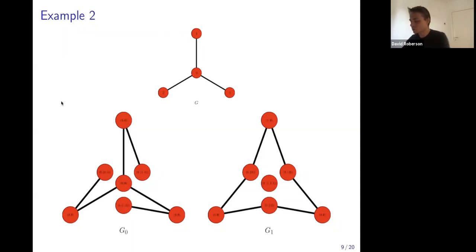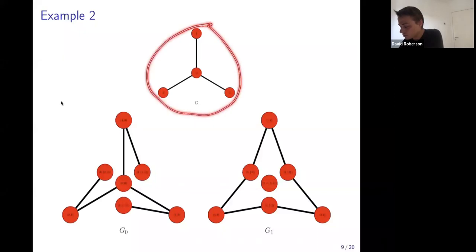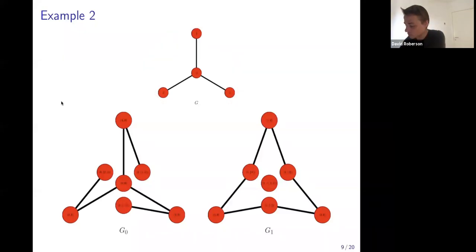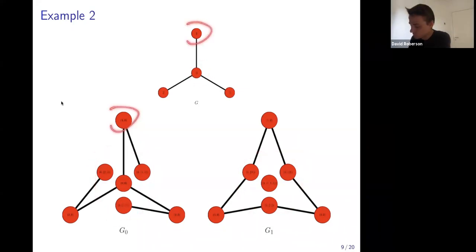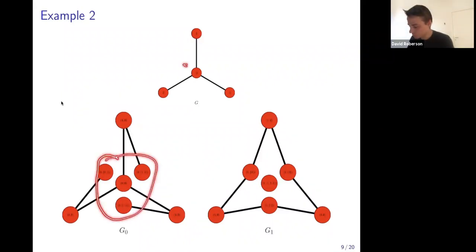Okay, so here's a slightly more complicated example. So now we just have this K13, right? So a single vertex with degree 3, and then the other vertices are just leaves. And then I try to draw these G0 and G1 so that these are the vertices that correspond to the middle vertex here, and the other vertices, so like this vertex corresponds to this one, and so on. So all of these vertices have first coordinate equal to this vertex, and similarly over here.